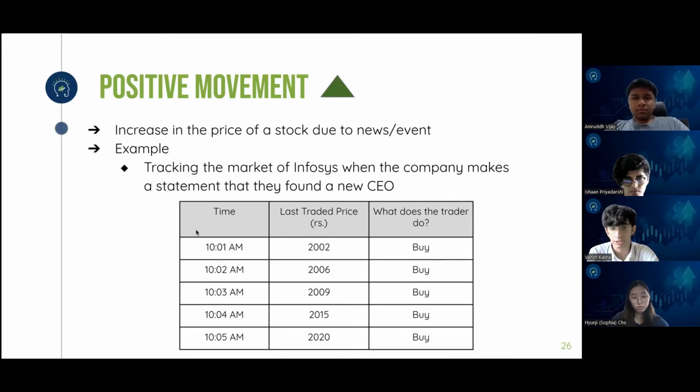And in all instances, you will buy because you have a nudge that this company will grow further and you want to book more profit, right? So for example, if a 10:01 a.m. trader buys at 2002 and 4 minutes later, if he sells it at 2020, he'll earn a profit of 18 rupees in just a matter of 4 minutes, right? That's the effect of the news.